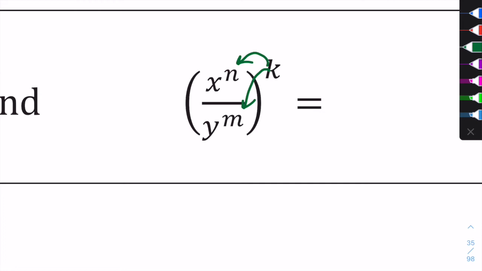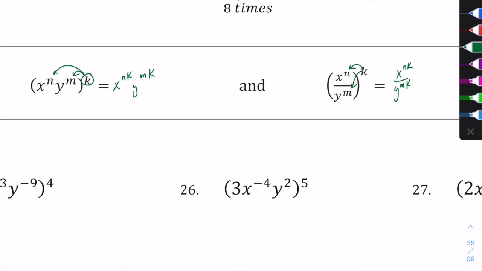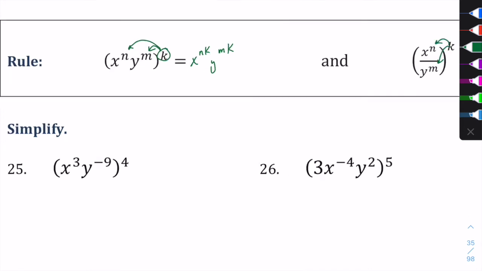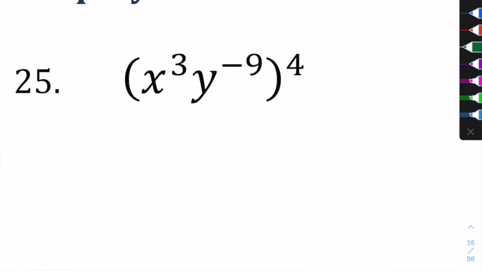So we get x to the nk in the numerator, y to the mk in the denominator. Hey, that was awesome. Let's apply this to some of our examples down below. x to the third y to the negative ninth, to the fourth power.